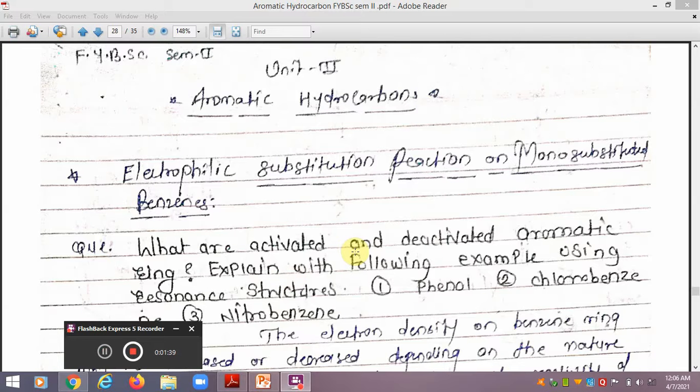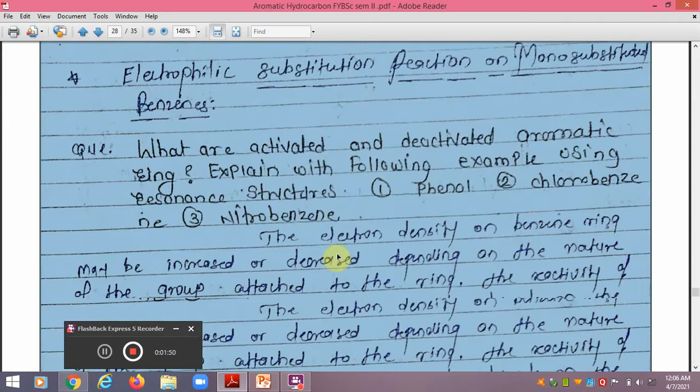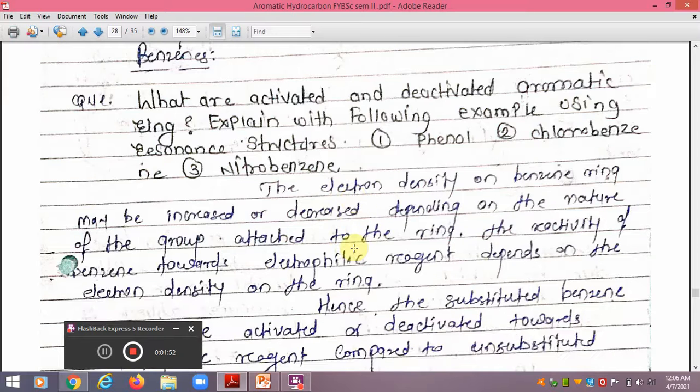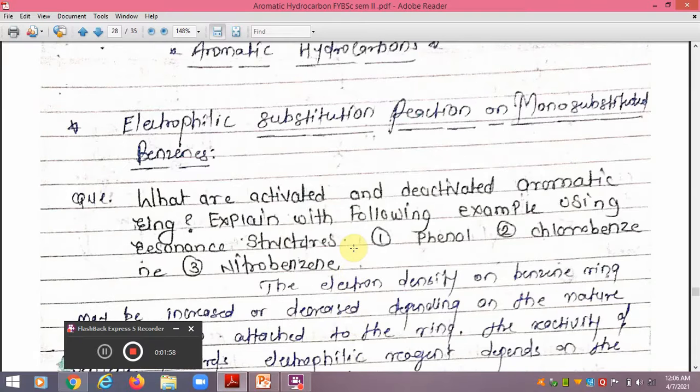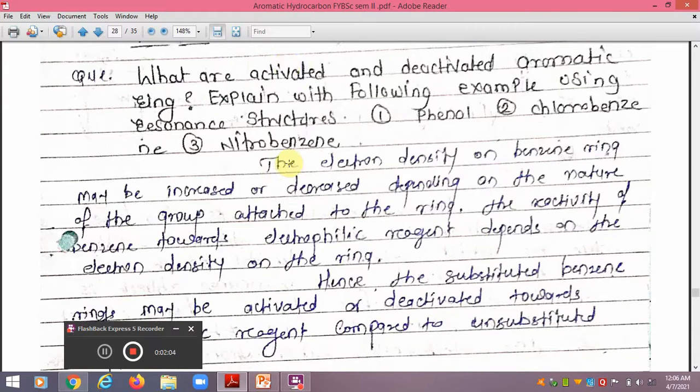Dear friends, as far as the electrophilic substitution reaction is concerned, we came to know that benzene or the aromatic compound is nucleophilic in nature, and that's why it shows the electrophilic substitution reaction in which one of the hydrogens of benzene is replaced by an electrophile. Today in this part we will discuss the electrophilic substitution reaction of monosubstituted benzene.